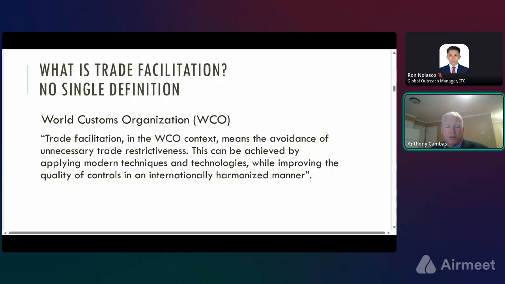And finally, I think this is the last definition because these are some of the key players in international trade, especially the WTO and the World Customs Organization, or WCO, which refers to trade facilitation in the WCO context, in other words the context of customs administrations, as the avoidance of unnecessary trade restrictiveness. This can be achieved by applying modern techniques and technologies while improving the quality of controls in an internationally harmonized manner. Harmonization, again, is mentioned.